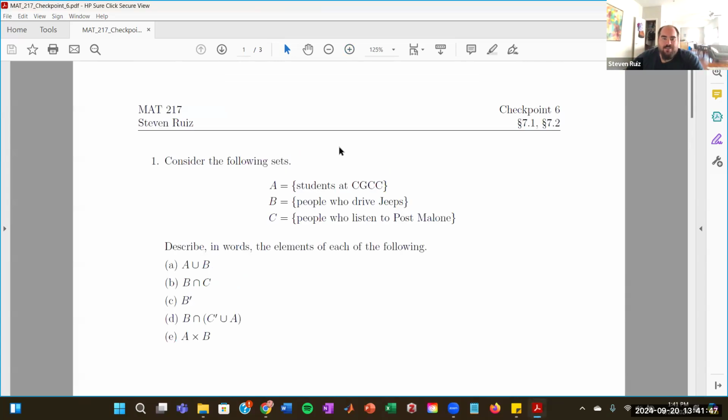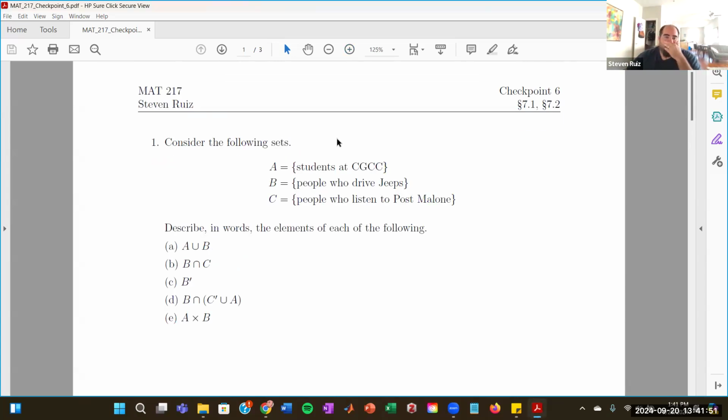So for question one here, I don't know if I need to write much down, so I'll explain verbally what's going on here. So three different sets I'm talking about. Set A is for the students at Chandler Gilbert. Set B is for people who drive Jeeps. So I'm not saying students, just any Jeep drivers. And C is for people who listen to Post Malone. So these are our sets.